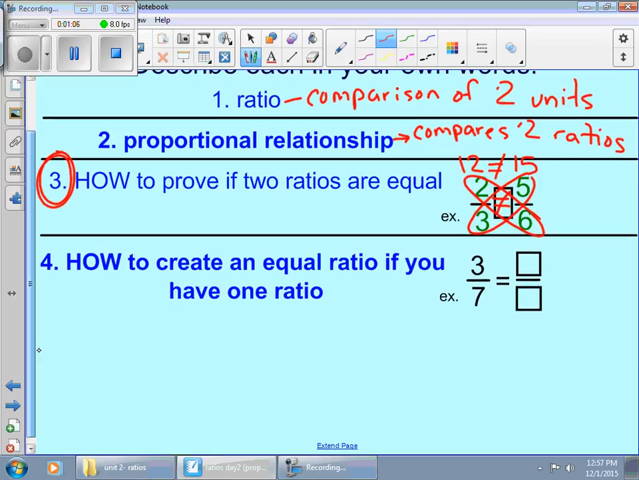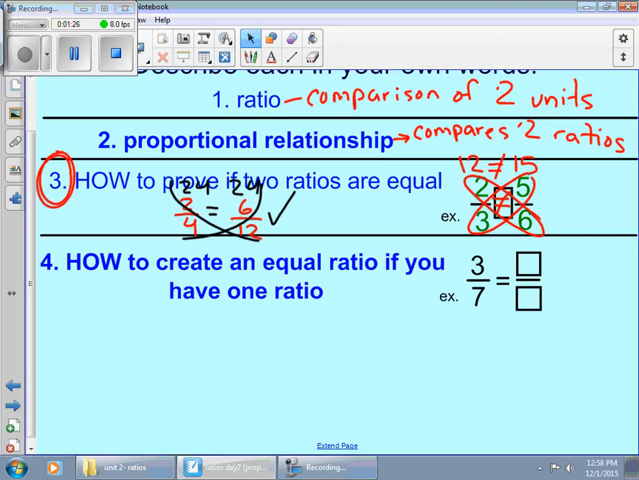If our cross products were equal, then we would have known that they are proportional. So for example, 2/4 being compared to 6/12, if I did 12 times 2 is 24, and 4 times 6 is 24. I know that these are equal, so I would say yes, 2/4 is proportional to 6/12.